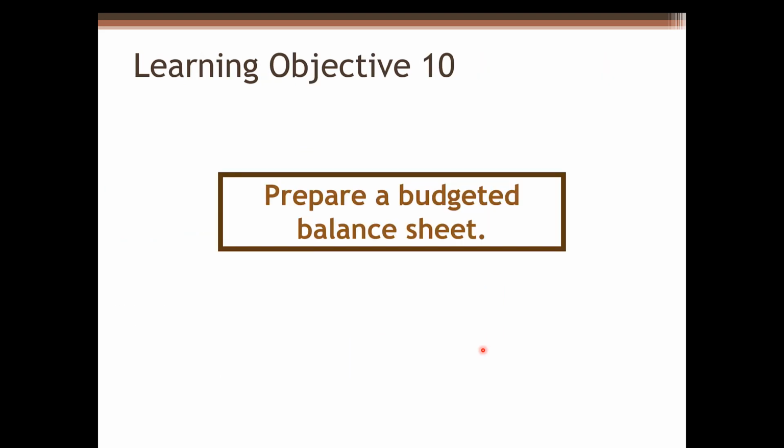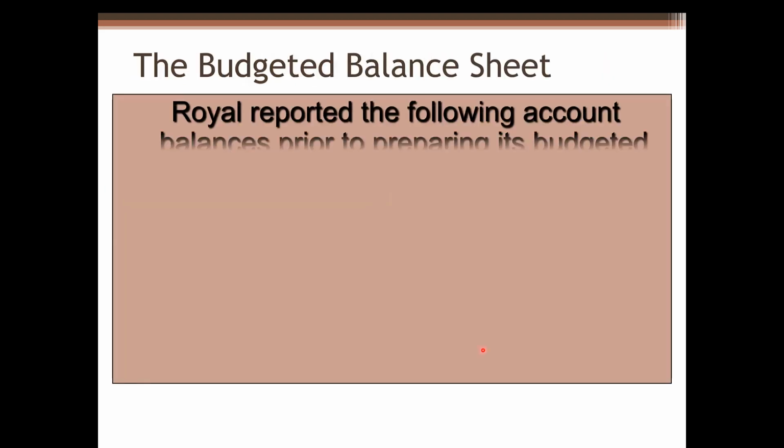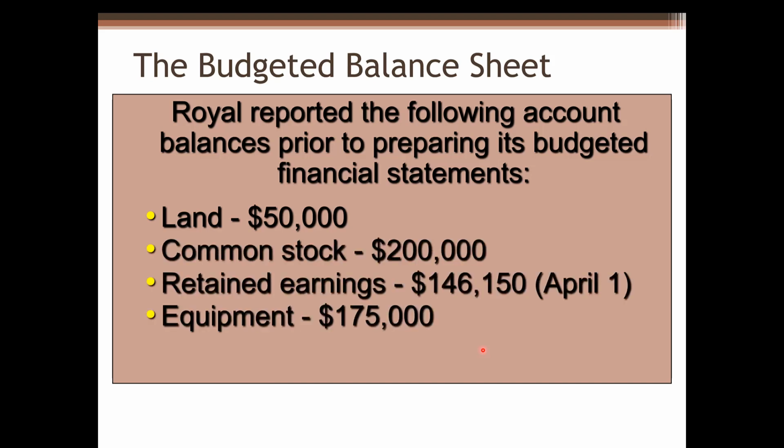Moving on to the budgeted balance sheet. We have additional information here. Roll-Year reported the following account balances prior to preparing its budgeted financial statements. Land, $50,000. Common stock, $200,000. Retained earnings at the beginning of April, $146,150. And equipment, $175,000.